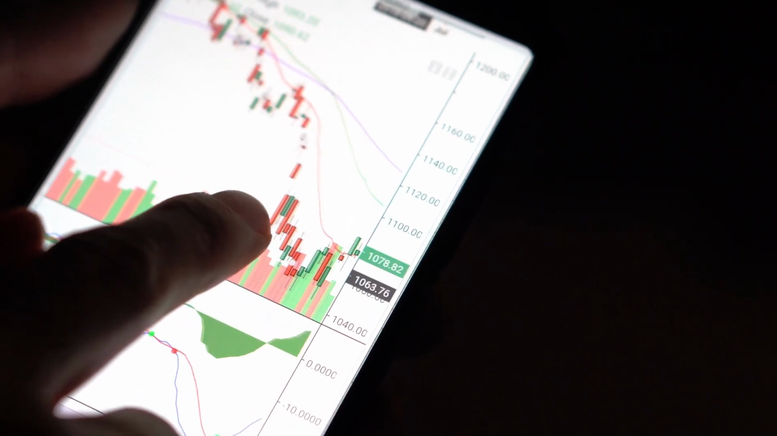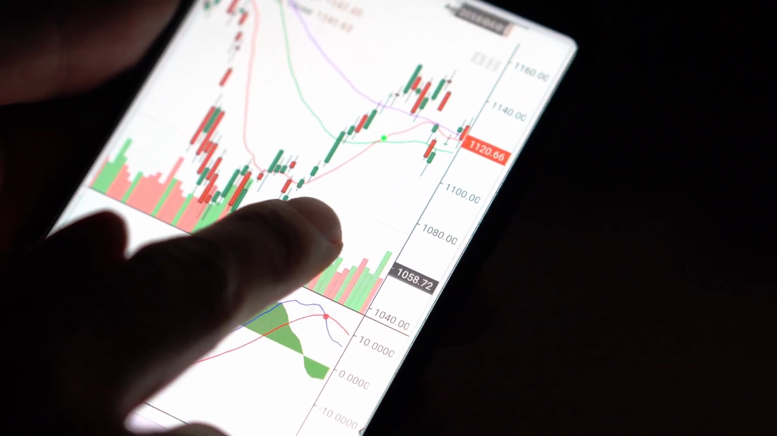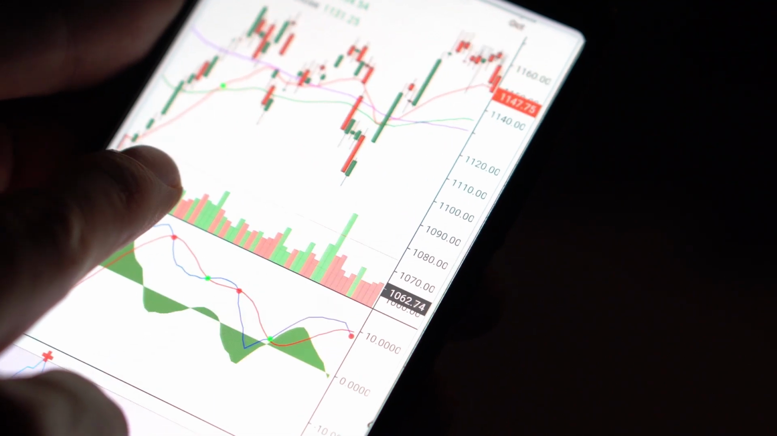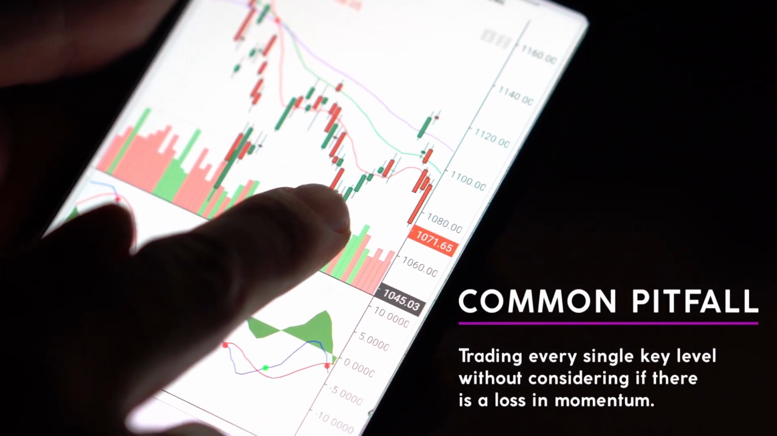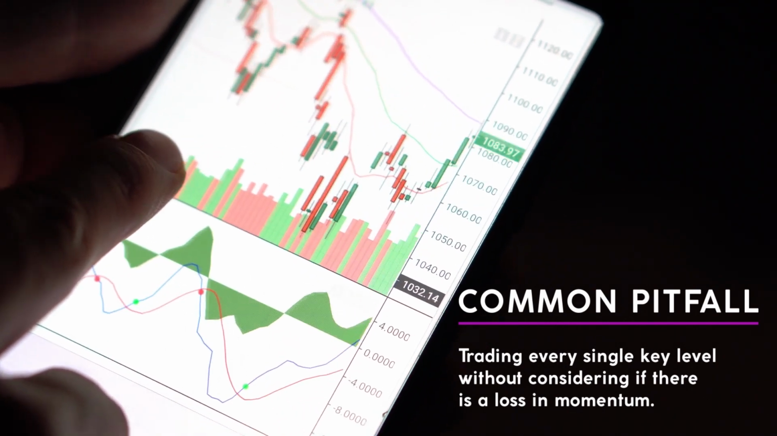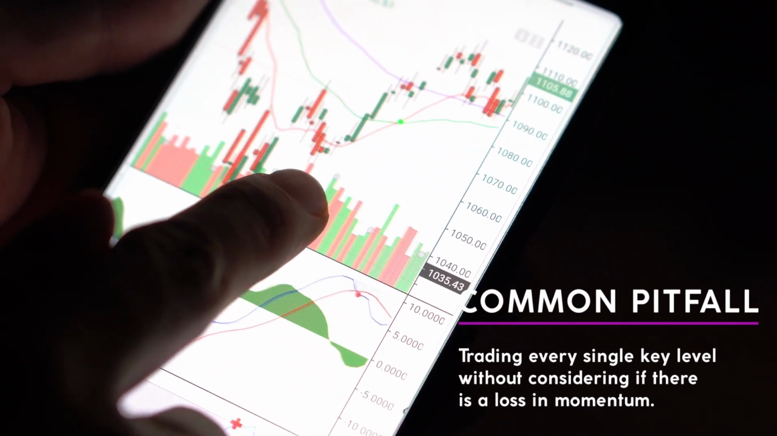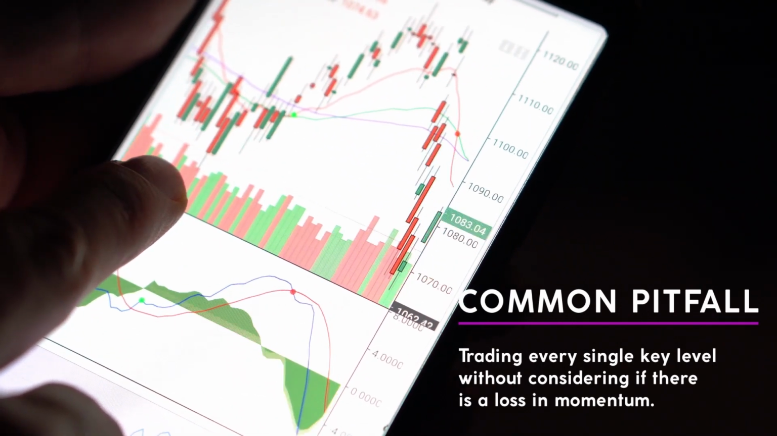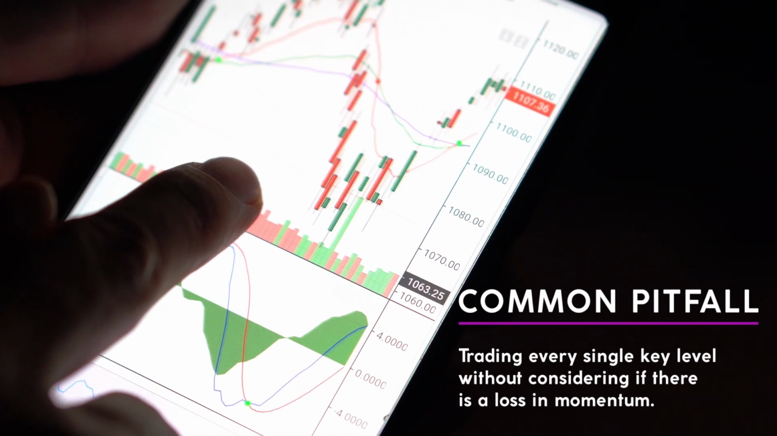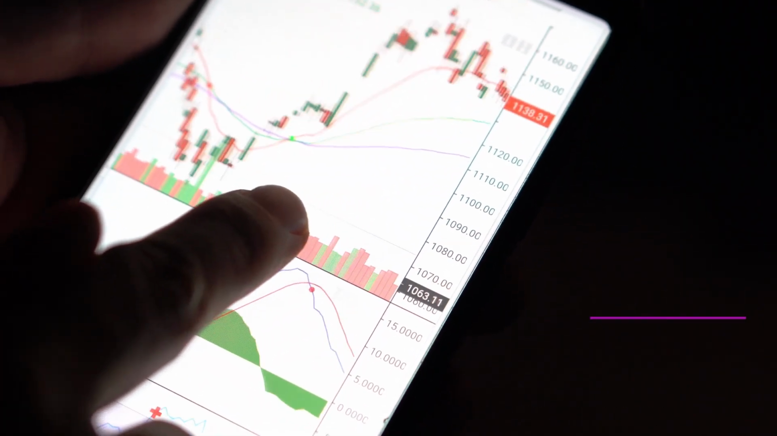Now, I want to show you the common pitfall that most traders make when trading a pure price action trading strategy like this, and that is trading every single key level without considering if there's a loss in momentum. I've previously touched on this at the start of this video, but let me show you a couple of examples to drive home the point.